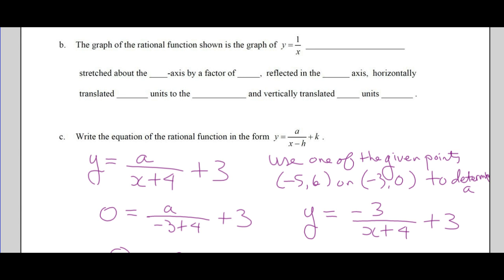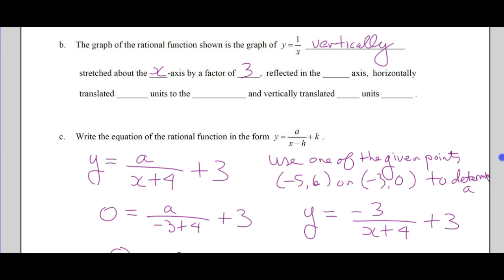The graph of the rational function shown is the graph of y equals 1 over x, stretched how? Vertically stretched. About the, apparently we're doing about the, again. By a factor of 3. If anybody wrote negative 3, shame. The negative is not a stretch. You cannot stretch by negative, right? It's two things. There's a stretch and there's a reflection.